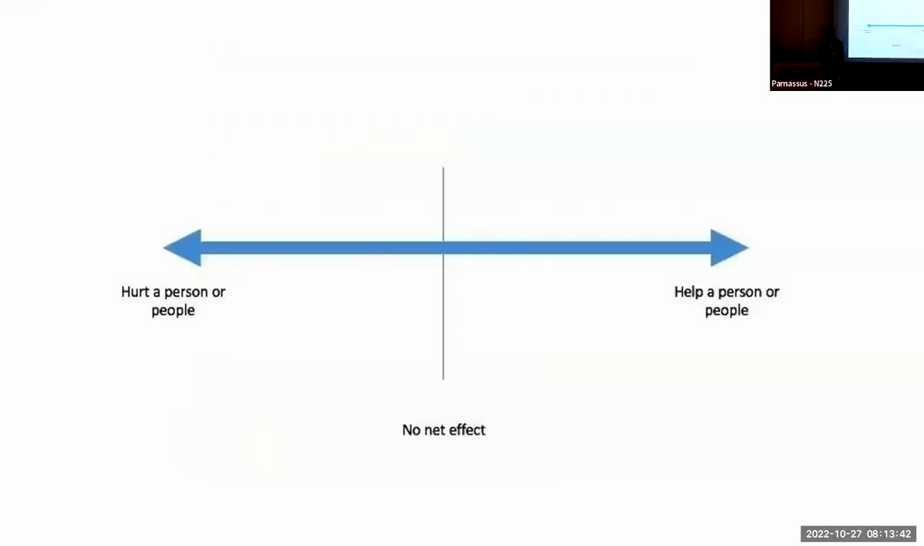All right, so here's how I'll conceptualize it for you. Imagine this axis. This is the axis of everything you can do to somebody with an impact on their health. On one end of the axis is the worst thing you can do to somebody to hurt them. On the other end of the axis is the best thing you can do to somebody to help them or save their life. And in the middle is all the things you can do that have no net effect.